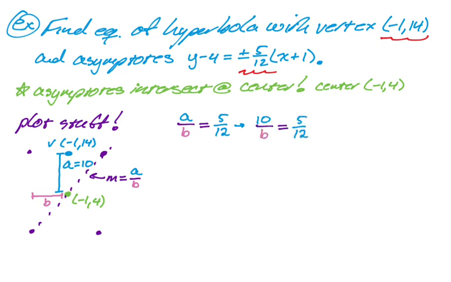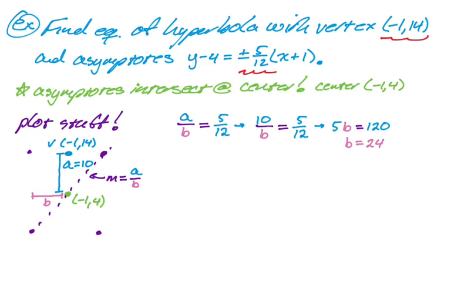I'm just going to keep showing the math here. Cross multiply. I know some people don't like the expression cross multiply, but I don't have a problem with it. And then divide by 5. So b is actually 24 in this case. So a is actually 10 and b is actually 24. We're almost done with the problem. We just need to make sure that we write the equation correctly.